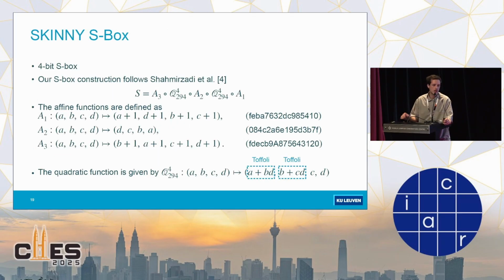So the Skinny S-box is basically a 4-bit S-box, and we follow the construction from Shahmir Sadi et al., which is basically made by a combination of affine functions. So it's pretty simple. It's just some bit swapping or just adding some value 1 here and there. And then 2 times the same quadratic class, which is the Q294. And basically, this quadratic class makes this mapping from A, B, C, D to A plus B, D plus, and then B plus C, D. So it's like this 2-time call of the Toffoli gadget.